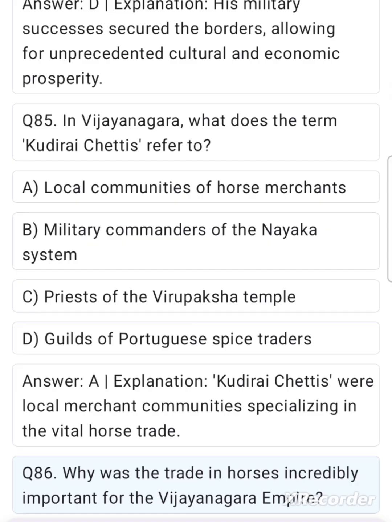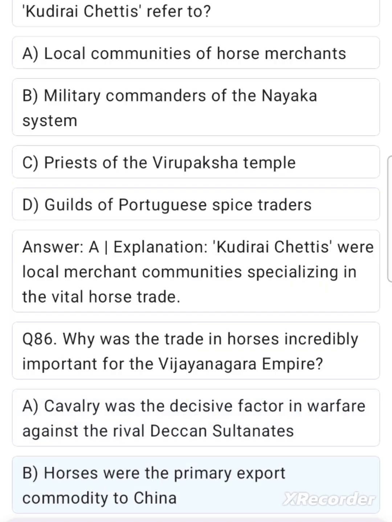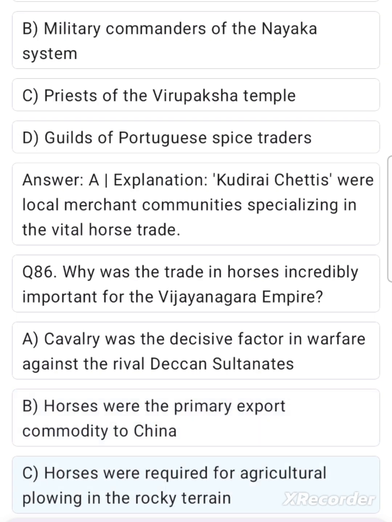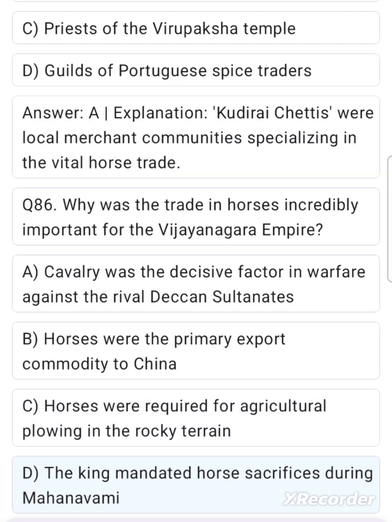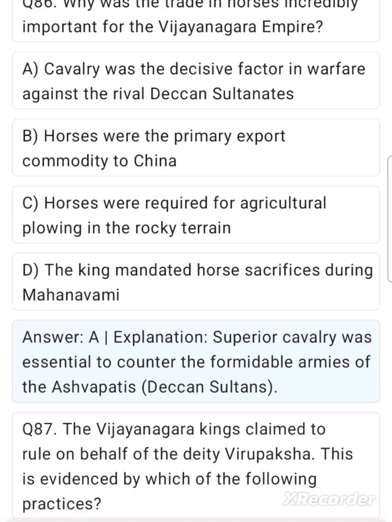Q86. Why was the trade in horses incredibly important for the Vijayanagara Empire? A. Cavalry was the decisive factor in warfare against the rival Deccan Sultanates. B. Horses were the primary export commodity to China. C. Horses were required for agricultural plowing in the rocky terrain. D. The king mandated horse sacrifices during Mahanavami. Answer. A. Explanation. Superior cavalry was essential to counter the formidable armies of the Ashwapatis, Deccan Sultans.